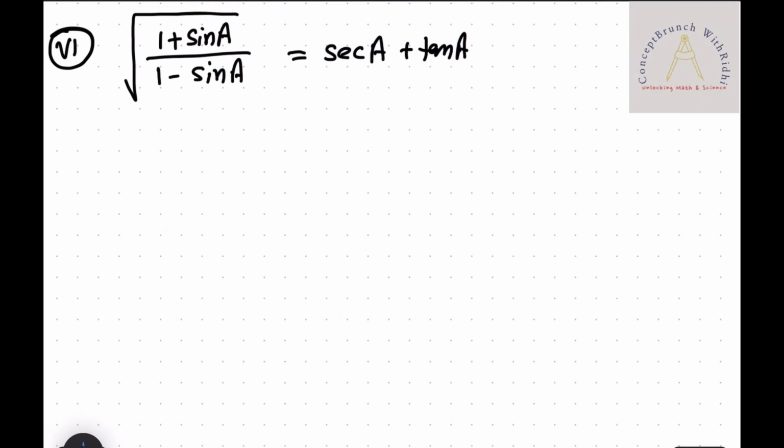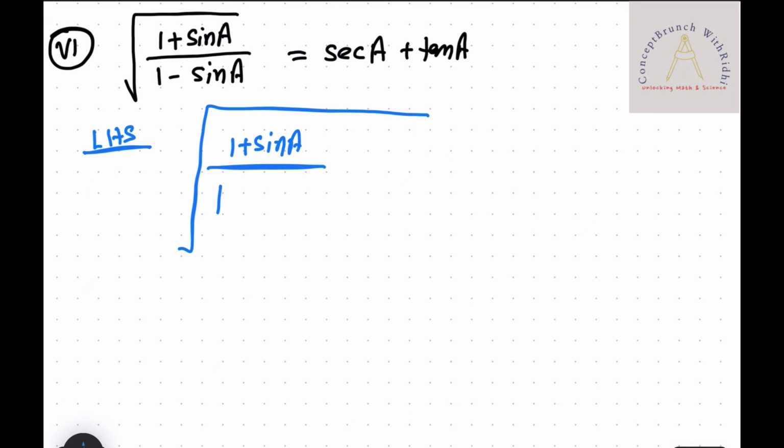This is our 6th question. In this question, we have to prove LHS equal to RHS, right? Let's take the LHS part. Over here, what we are going to do is rationalization. So, 1 plus sin A divided by 1 minus sin A. What we are going to do? Multiply by 1 plus sin A divided by 1 plus sin A.